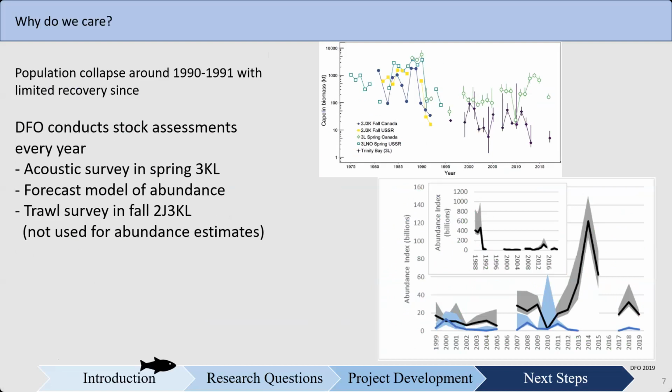Like most stocks in Canada, or all stocks in Canada, DFO does stock assessments every year or every few years, depending on the stock that we're looking at. But for this stock in particular, they do an acoustic survey in the spring in 3KL, and they have a forecast model of abundance that uses larvae from Bellevue Beach in Trinity Bay. And they also have this fall trawl survey that goes through all of 2J and 3KL. But it's not really used for abundance. It's more used to make sure that the trends that we're getting from our acoustic survey and our forecast model all agree with each other.